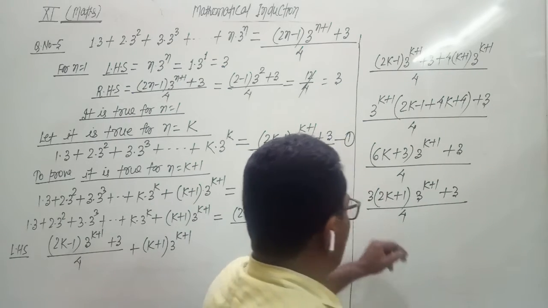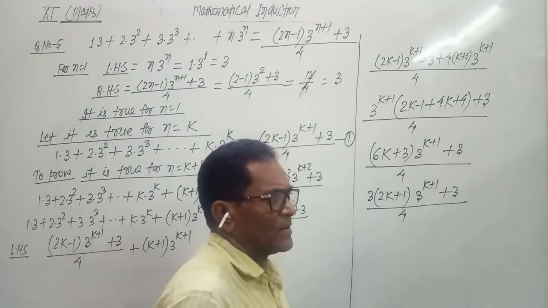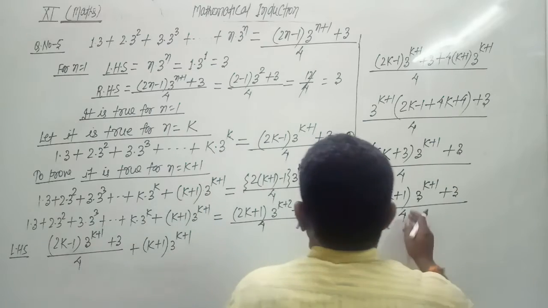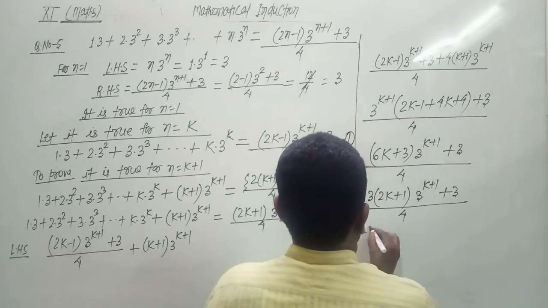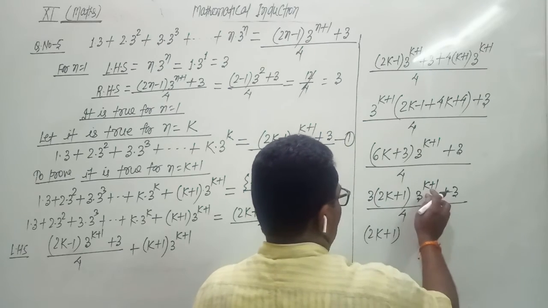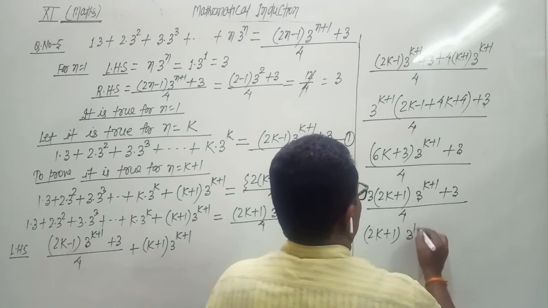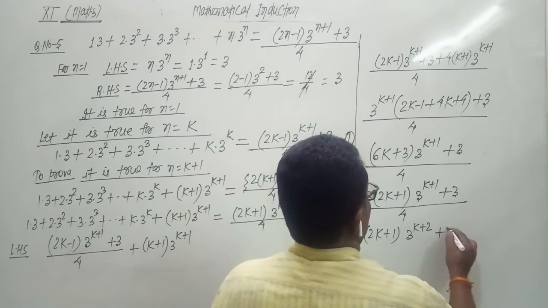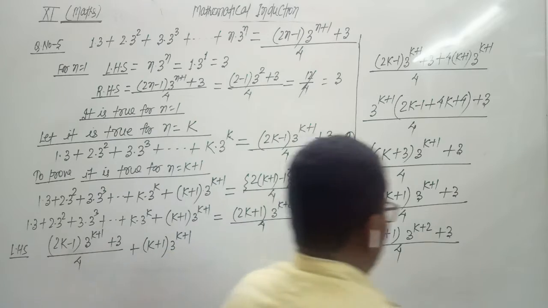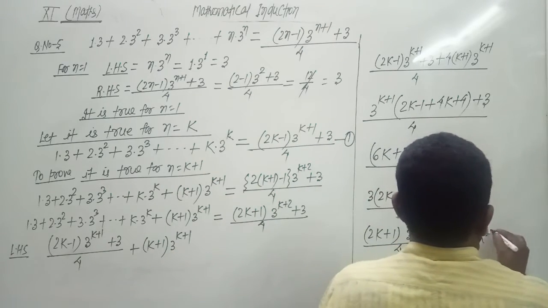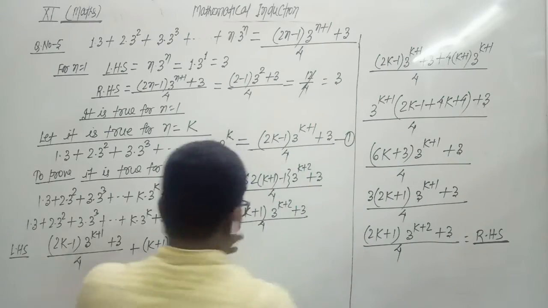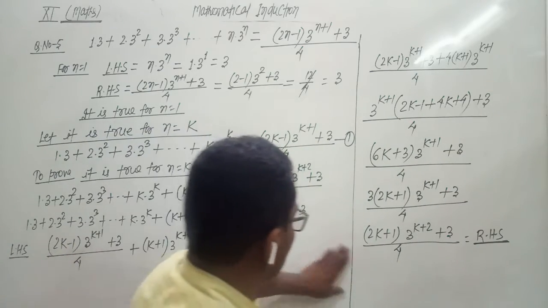So 3 raised to the power 1 and 3 raised to the power k plus 1. In multiplication, powers are added. So 2k plus 1 and 3 raised to the power 1 and 3 raised to the power k plus 1 becomes 3 raised to the power k plus 2 plus 3 upon 4. So we get RHS. After solving LHS, we get RHS. So it is true for n equals to k plus 1.